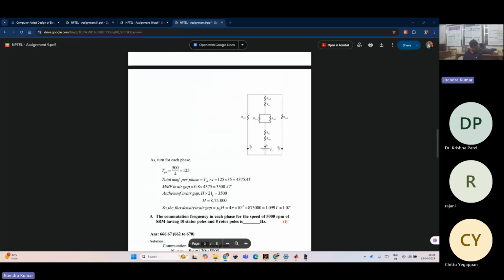Number 4, week 9, 1.2 Tesla, 1.145, 1.15. Fifth question, commutation frequency.